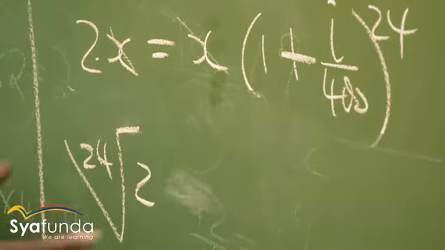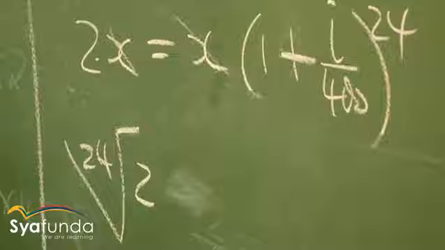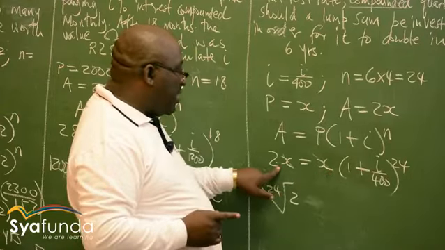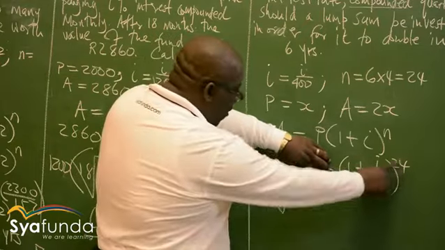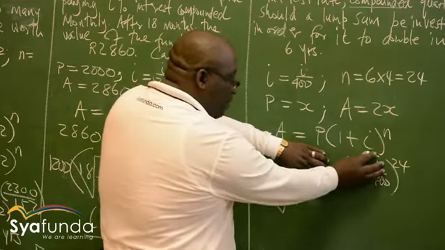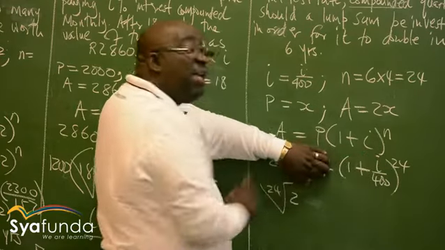What is this doing here? It is getting rid of that exponent of 24. So in other words, we got rid of this one by dividing by x on both sides. We're getting rid of this 24 by putting the 24th root on both sides. So this is what we're left with. Remember, we are targeting that I there.